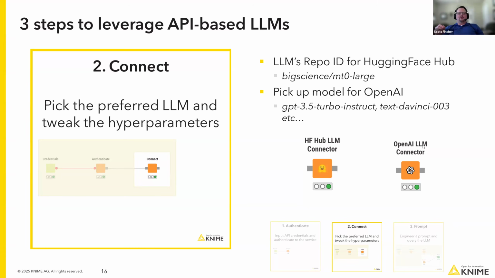And then when we're tweaking the hyperparameters, usually that is, we're saying how many tokens do we want to get back? What's the temperature, right? How adventurous or conservative do we want the model to be in its responses?